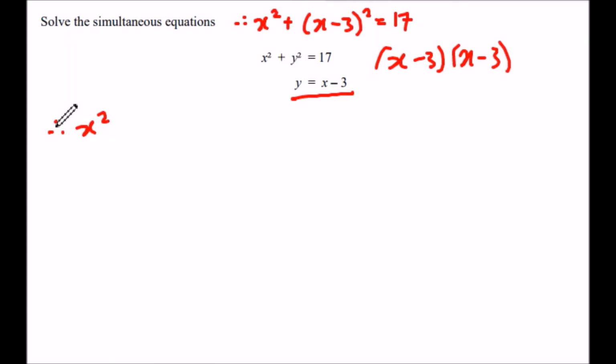Using FOIL, we're going to have x times x, which is x squared. X times minus 3 is minus 3x. We're going to get another minus 3x, so we're going to get minus 6x. Minus 3 times minus 3 is plus 9. And of course, we copy the rest of the equation.